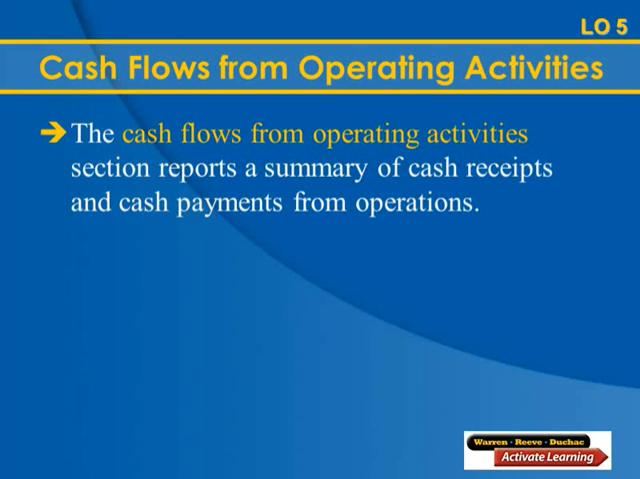The first section is called Cash Flows from Operating Activities. This represents a summary of cash receipts and payments from operations. Collections of cash from sales of goods or services, cash payments to purchase inventory, and cash payments for expenses incurred to generate revenue are all examples of operating activities.